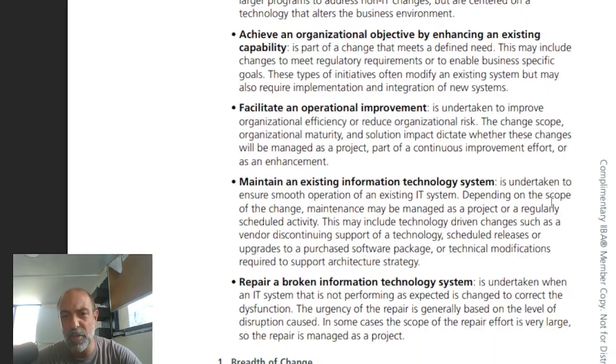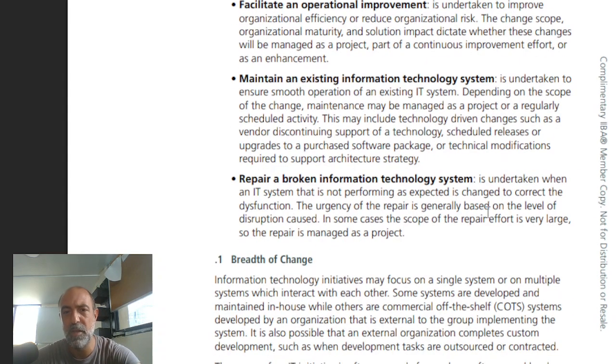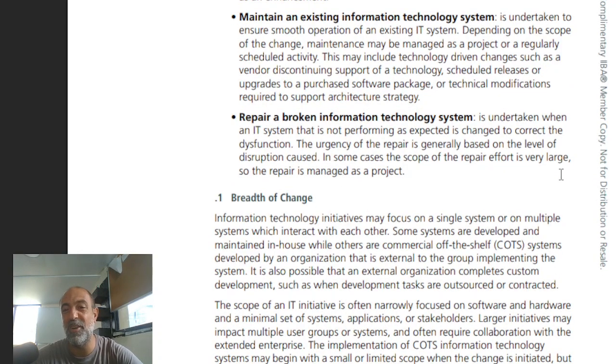To change scope, organization maturity, and solution impact dictate whether these changes will be managed as a project part or a continuous improvement effort on an enhancement. Maintain an existing information technology system is undertaken to ensure a smooth operation of an existing IT system. Depending on the scope of the change, maintenance can be managed as a project or regularly scheduled activity. So this may include technology-driven changes such as a vendor discontinuing support of a technology, right? Like the maintenance that we just talked about.